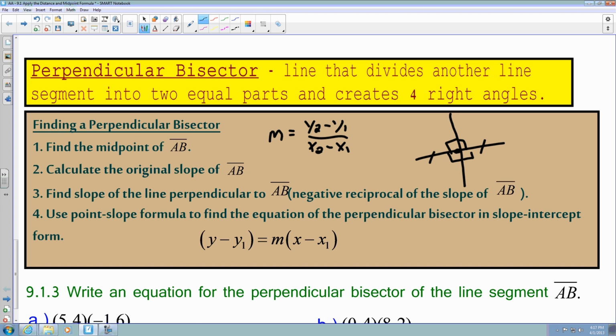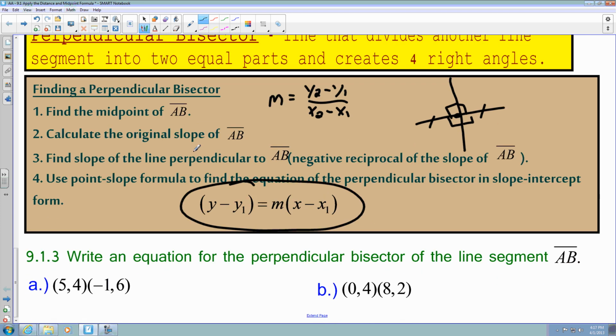Step 3 is we find the slope of the perpendicular line of AB, which means we just give it the negative reciprocal of that slope. Then we use the point slope form to find the equation of the perpendicular bisector and put it into slope-intercept form. So we're going to use the point slope form first, and then try to solve it for y. So let me get some more room here.